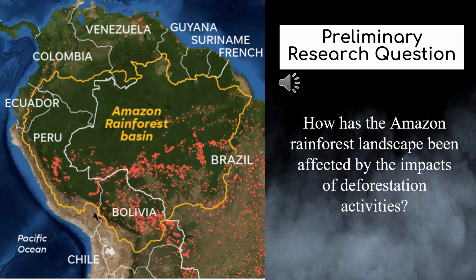Preliminary research question: How has the Amazon rainforest landscape been affected by the impacts of deforestation activities? Deforestation is one of the most pressing environmental issues facing the world today. So I will use OSINT tools to see the landscape changes throughout the years. Furthermore, I want to explore how OSINT contributes to monitoring landscape deforestation and forest fire activities, and what the risks are of deforestation.